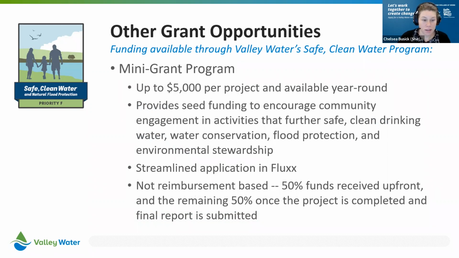The first one here on the slide is the mini grant program, which has a $5,000 grants allocation per project, available year-round or until funding has been dispersed. So we have about $100,000 available for mini grants, which resets each fiscal year.